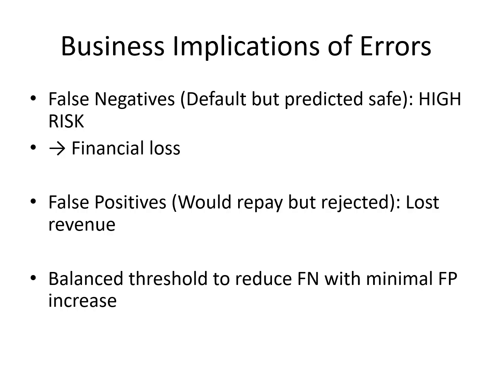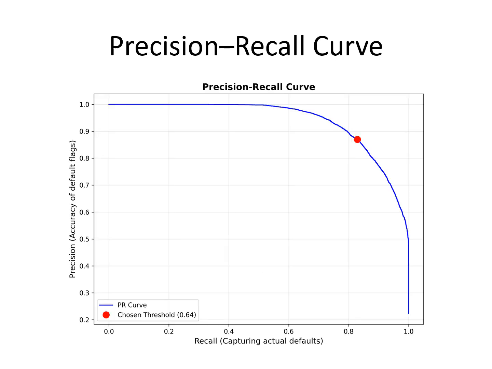False positives are applicants who would repay but were rejected, which represent lost revenue and possibly unhappy customers. Our most important goal is to reduce false negatives while keeping false positives at an acceptable level. The chosen threshold of around 0.64 strikes this balance very well from both an F1 and business risk perspective.